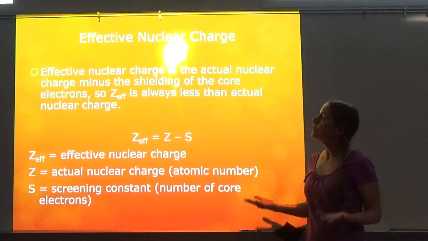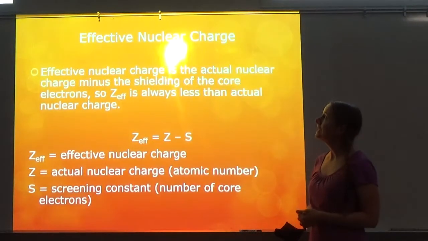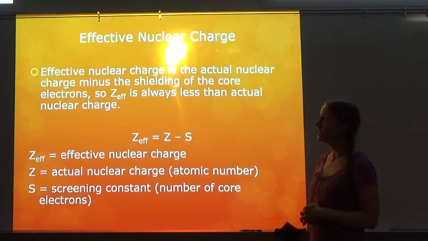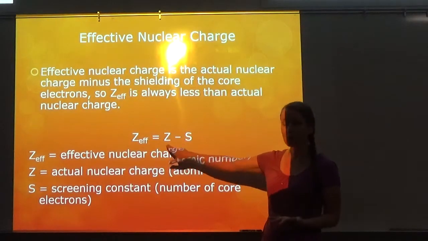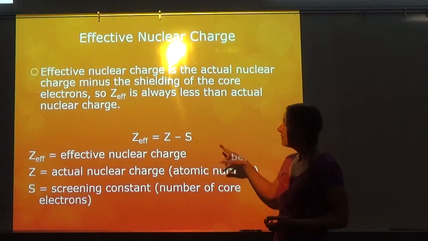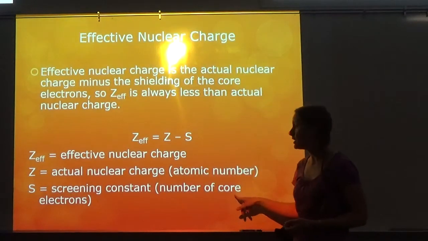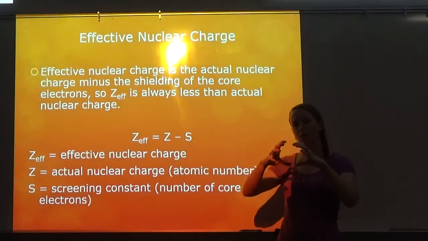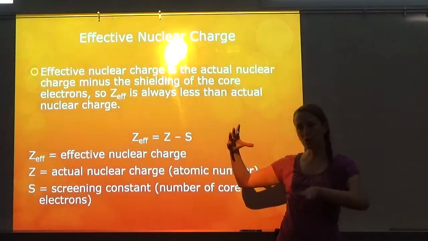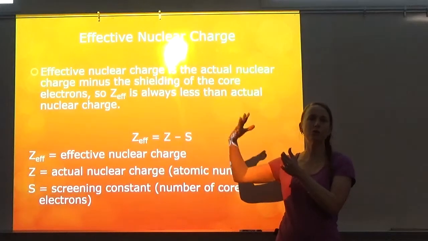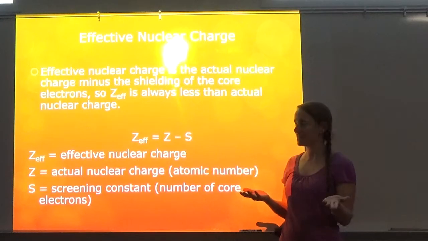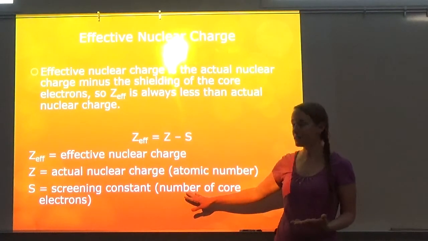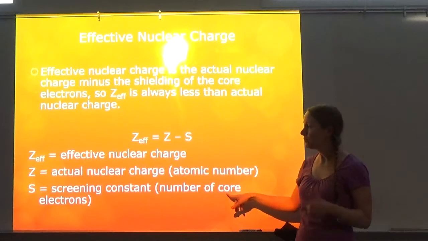So effective nuclear charge is the actual nuclear charge minus the shielding of the core electrons. So Z effective is always less than actual nuclear charge. So Z effective is just your actual nuclear charge, which the way you get that is using the atomic number, minus the screening constant, which is the number of core electrons. The thing is, the further out the electrons are, the more core electrons that kind of block the nucleus from the valence electrons. Okay, so think of it as it just blocking some of that positive charge. And so that's what your screening constant is. So your screening constant is your number of core electrons.